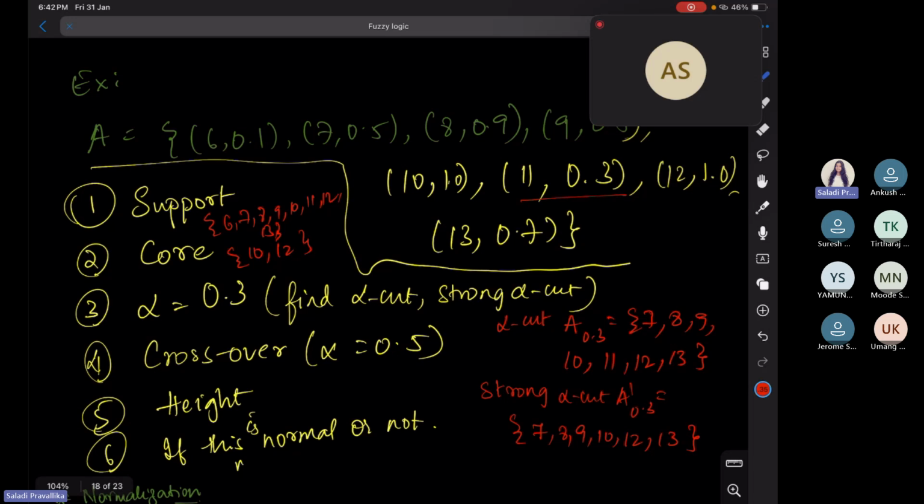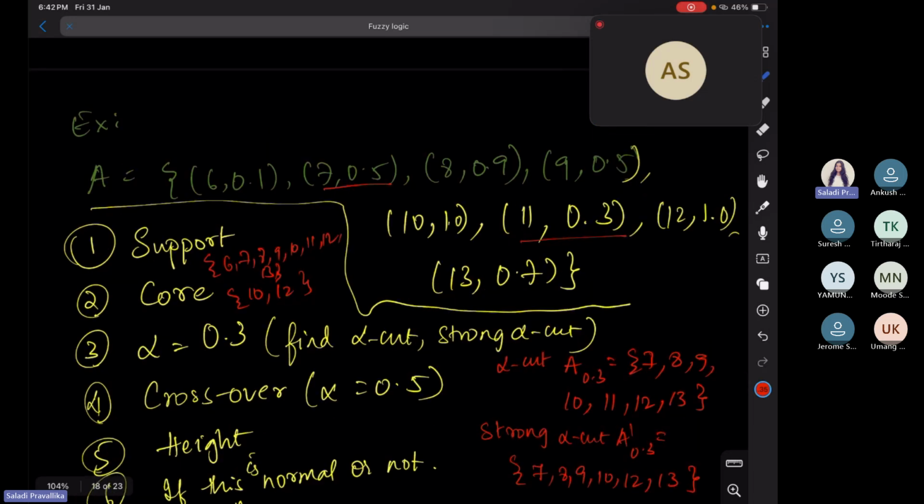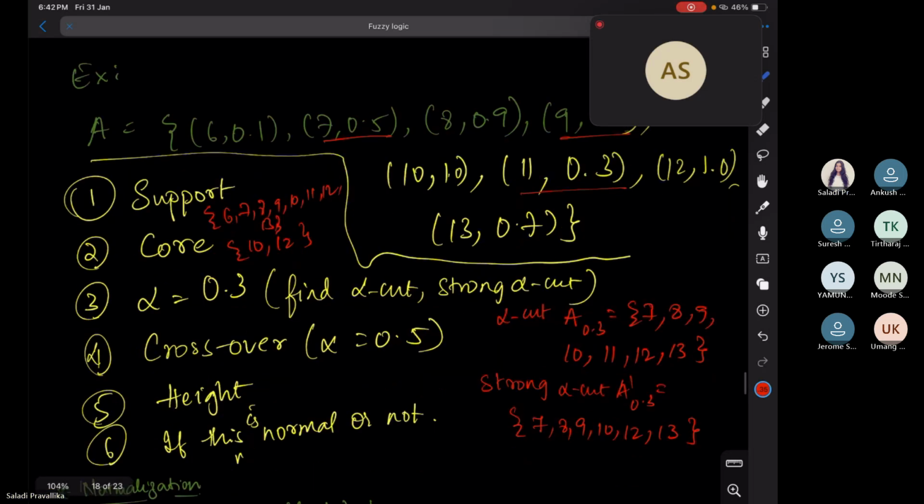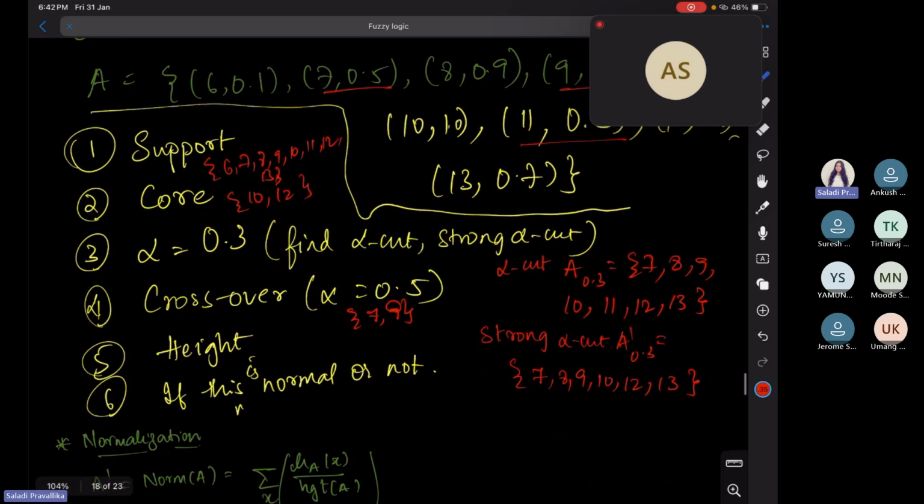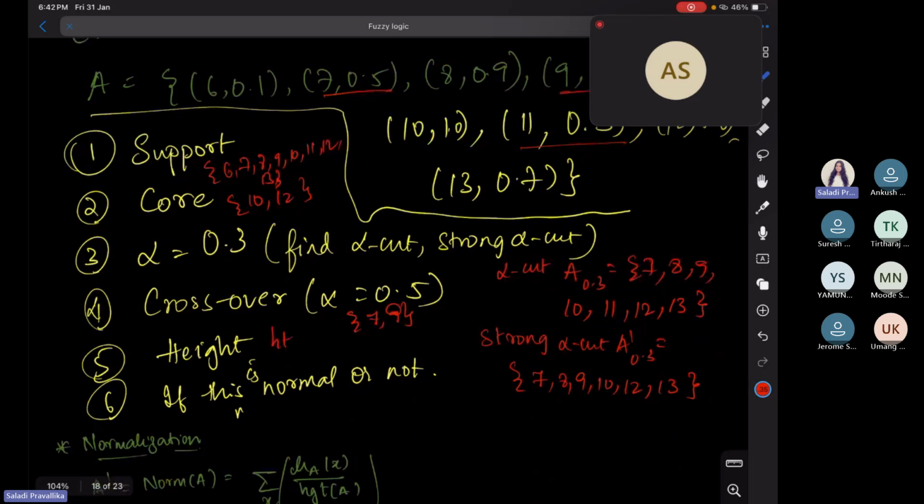Crossover, that is at alpha equal to 0.5, we have at 7 and at 9. Anywhere else? No. So the crossover points are 7 and 9. And coming to the height, height is the maximum value of all the membership values of that particular set. And the highest value that we have is equal to 1. So height of A is equal to 1. And is this a normal or a subnormal fuzzy set? It's a normal fuzzy set because we have a value which has a membership value equal to 1.